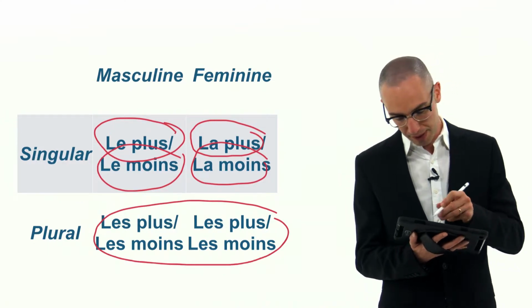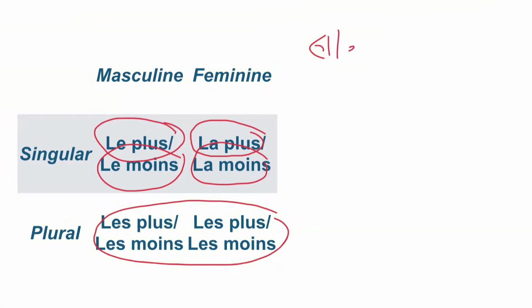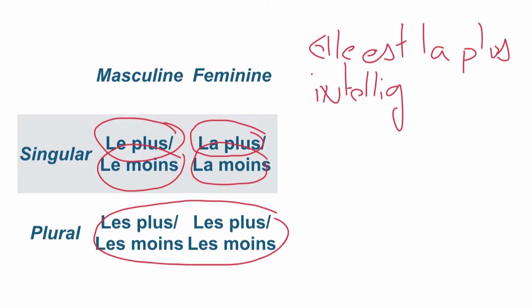So, for example, we could say, elle est la plus intelligente. She is the smartest. Because we're talking about a girl, a woman, feminine, singular. So you will need to have the article la. That's what indicates that you're talking about someone feminine and singular.